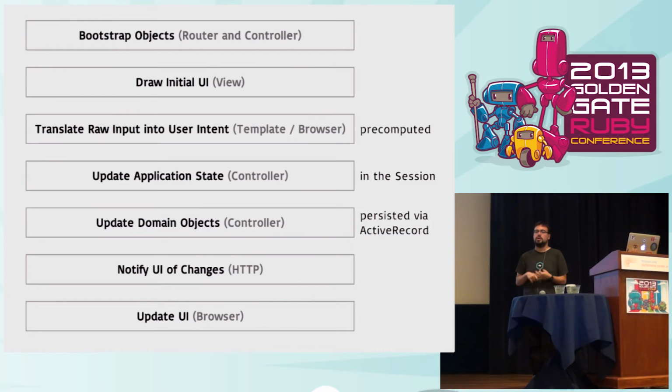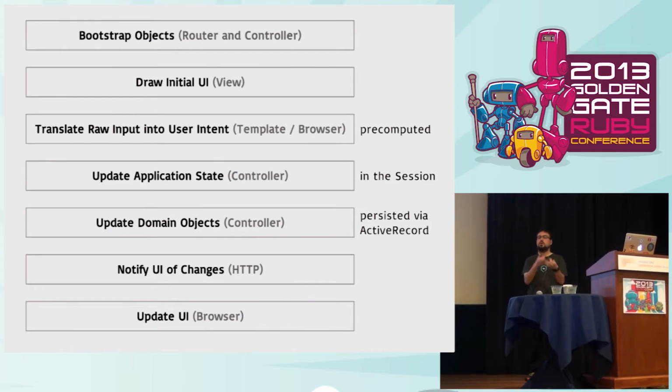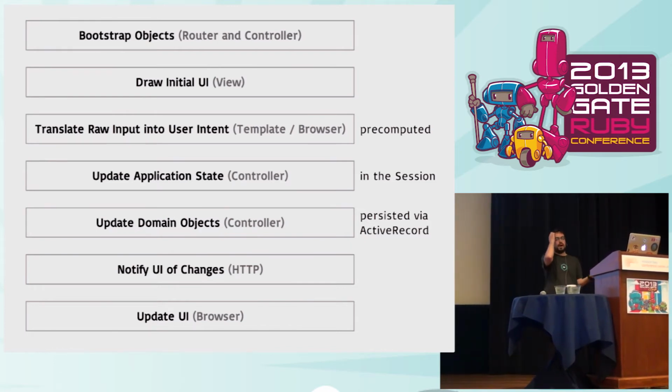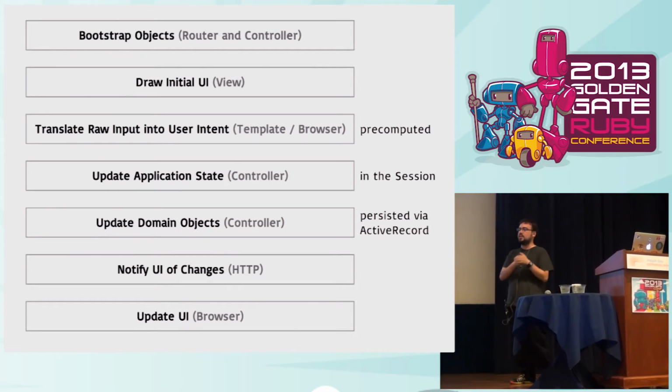The router and the controller give us a nice place to bootstrap objects, so it's no longer sort of ad hoc. The initial UI is drawn in the view. The browser and the template translate raw input into user intent. That happens pre-computed. This is something you cannot intercede into at all. The controller basically is going to receive that request, and it's going to update application state. Again, we have a sort of nice thing here, which is that Rails says application state goes in the session.